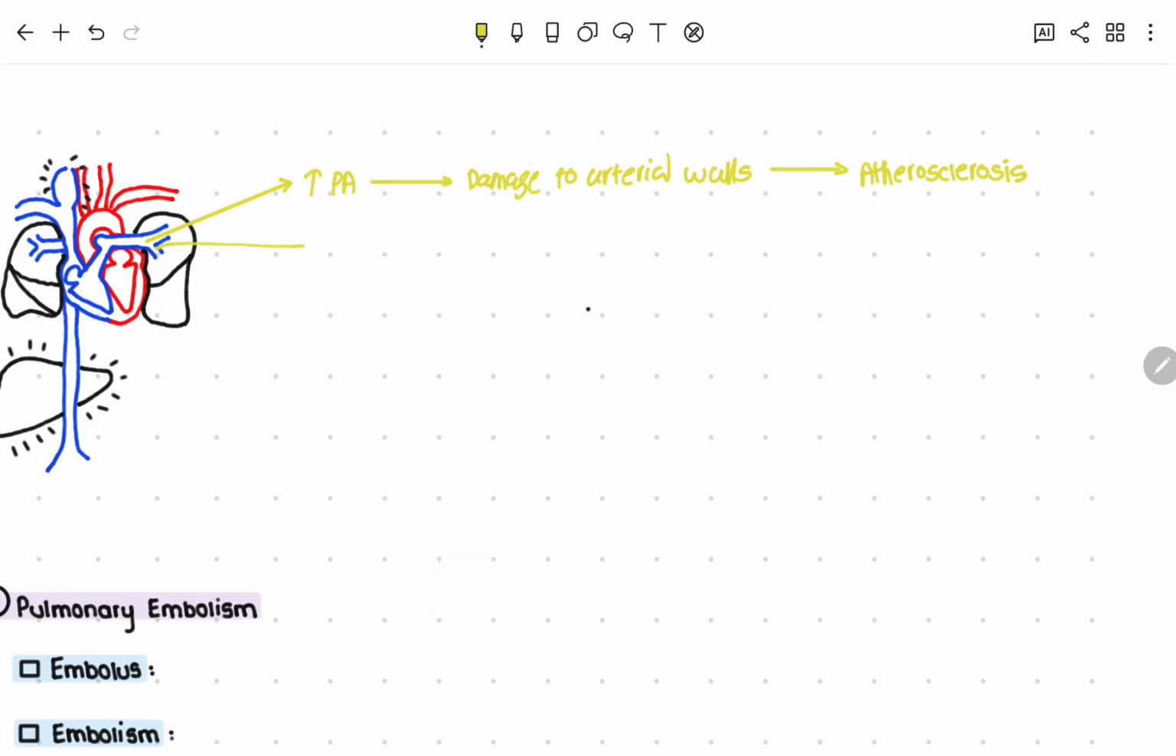The second important morphological change that we need to discuss is smooth muscle hypertrophy of the pulmonary artery, and this is basically occurring in response to this increased pressure. As was the case with regular arteries, when you normally have an increased blood pressure, you will have a reactive smooth muscle hypertrophy as an adaptive response to the increased pressure.